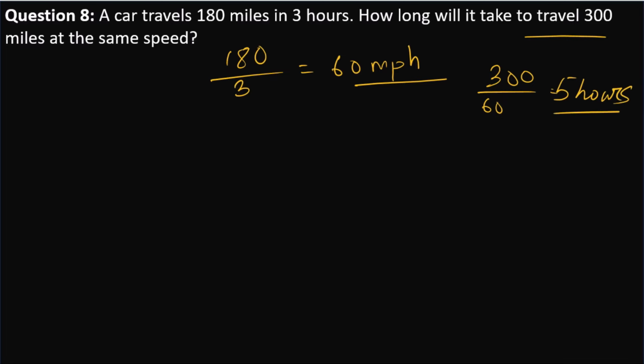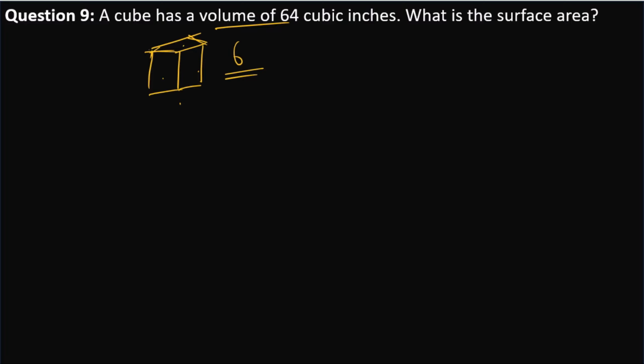Here a cube. Okay, so how does it look? A cube looks like this. A cube has 1, 2, 3, 4, 5, 6, so 6 sides. So here all edge lengths will be the same. So here the volume is 64. If we consider every edge is s, then s cubed equals 64.